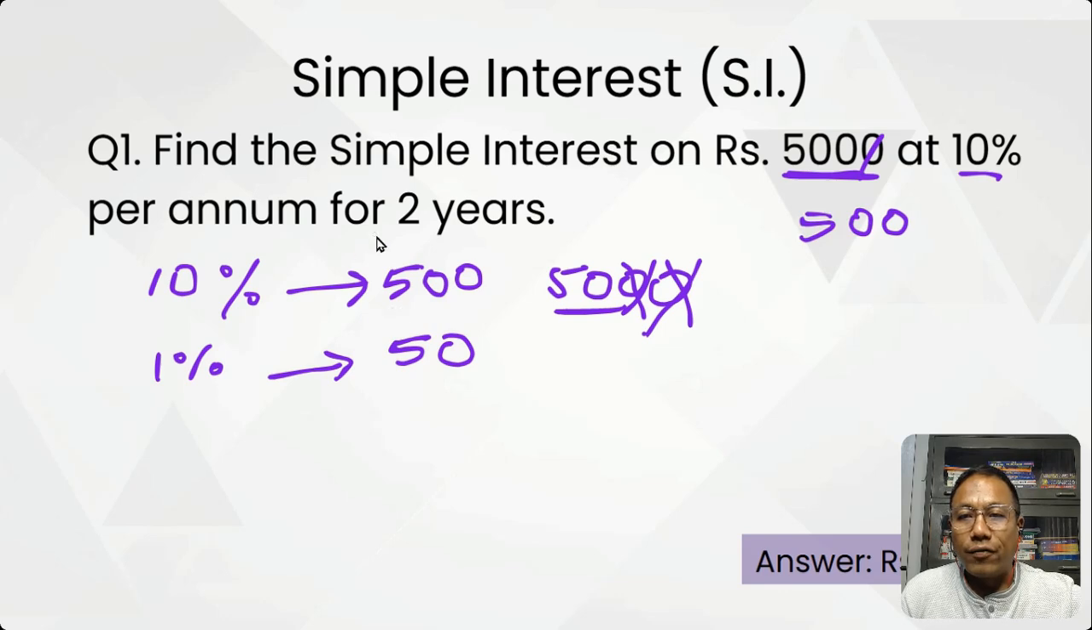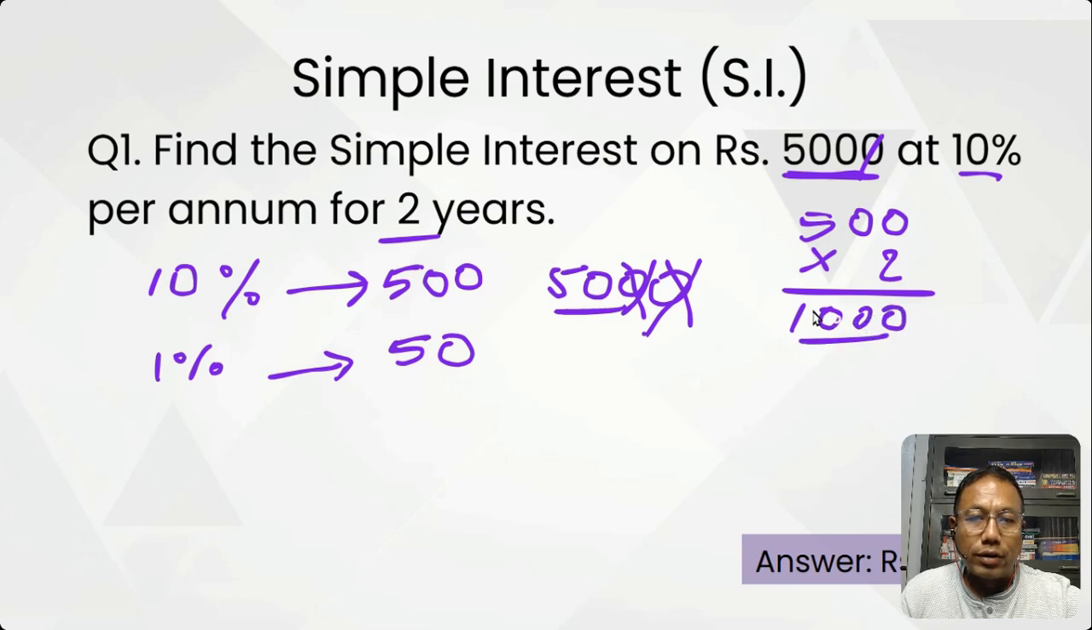We have to calculate it for 2 years. Multiply with the number 2. 5, 2 are 10. We have 2 more zeros. Write 2 more zeros. That is 1,000. Simple interest on a sum of 5,000 at 10% per annum for 2 years is 1,000. Can you understand?